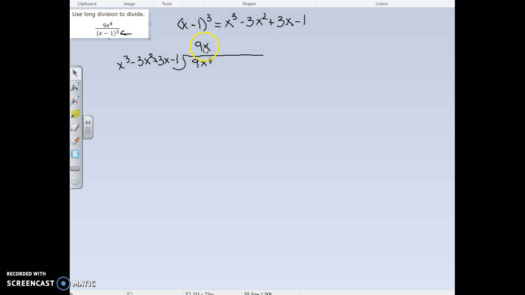Now we're going to take this 9x and multiply it by each of the factors. 9x times x cubed is indeed 9x to the fourth. 9x times negative 3x squared is minus 27x cubed. 9x times plus 3x is plus 27x squared. 9x times negative 1 is minus 9x.